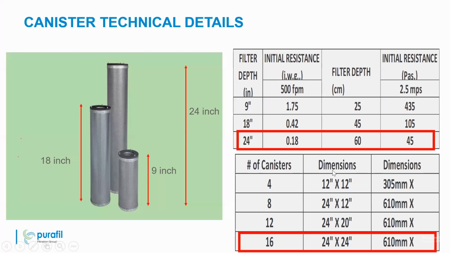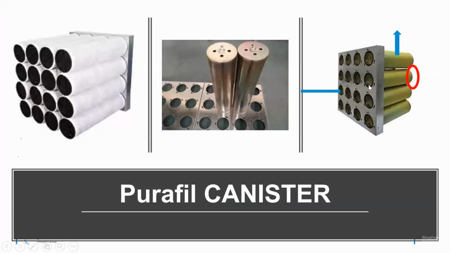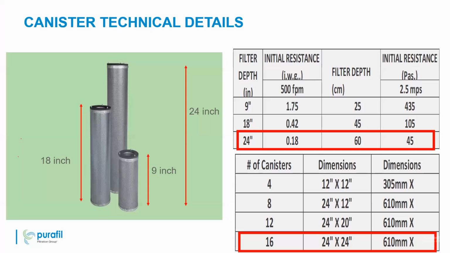Now in the bottom of this Excel, again I am talking about the pre-filter size. If the pre-filter size is 12-inch by 12-inch, you require 4 canisters. If the pre-filter size is 24 by 24, you require 16 canisters. I will go back. You can count these holes, there are 16. So if I am going with 12-inch by 12-inch, then I will have only 4 holes. Do you get the point? Yeah.